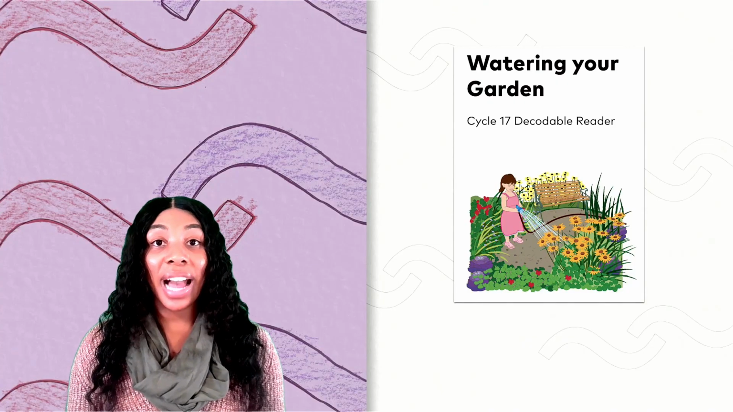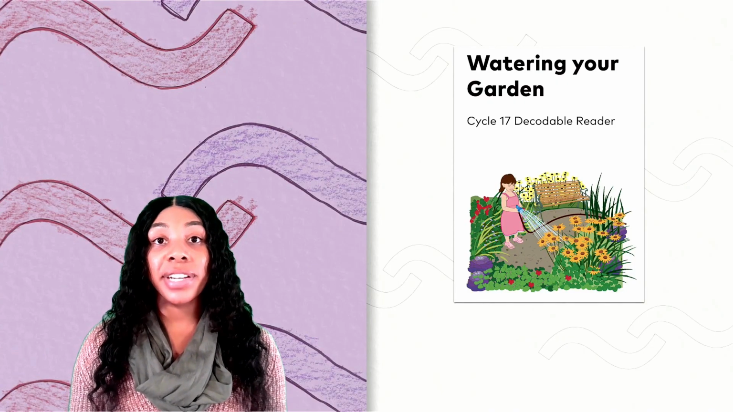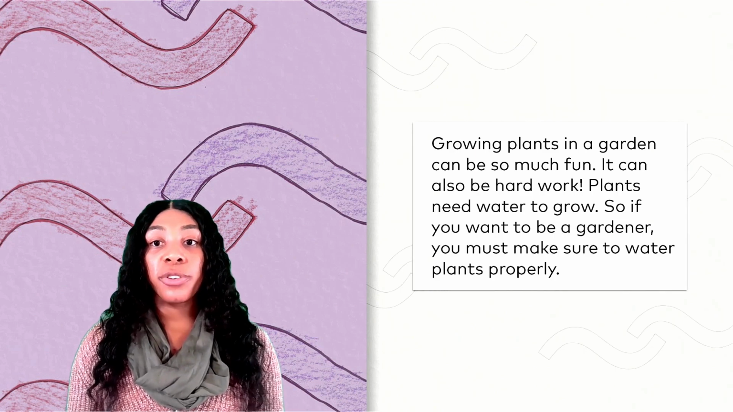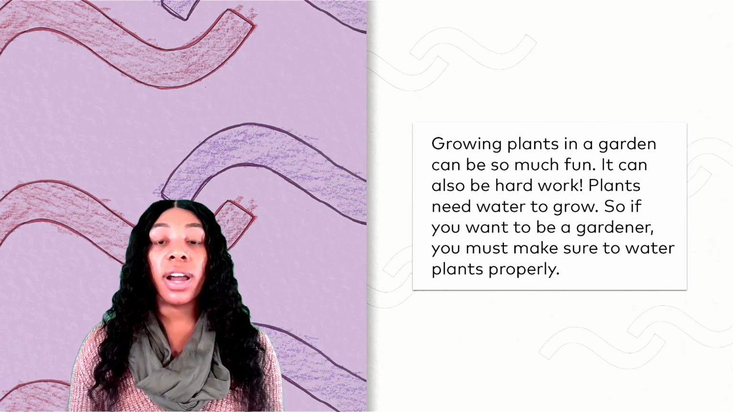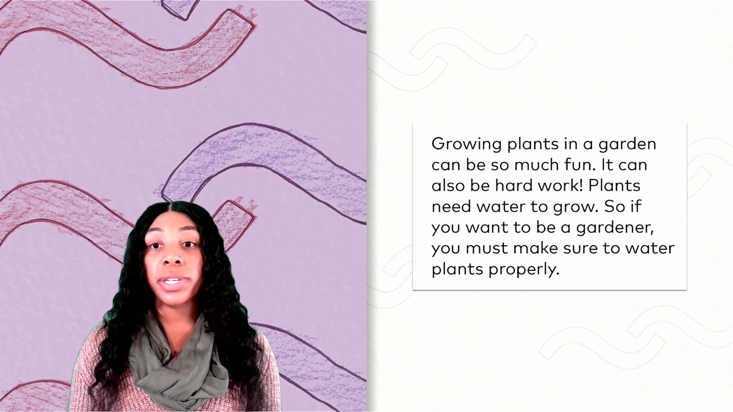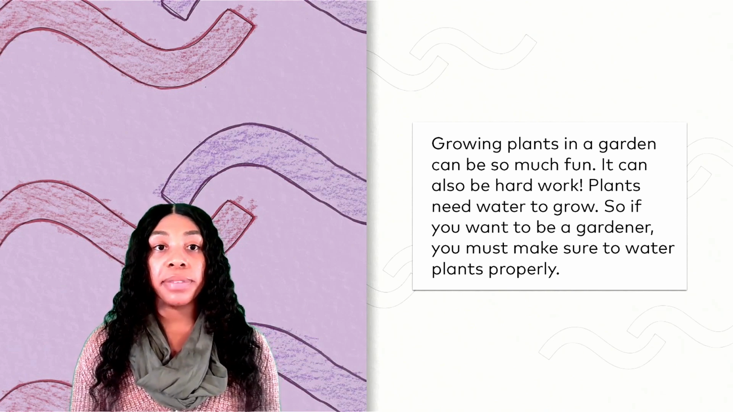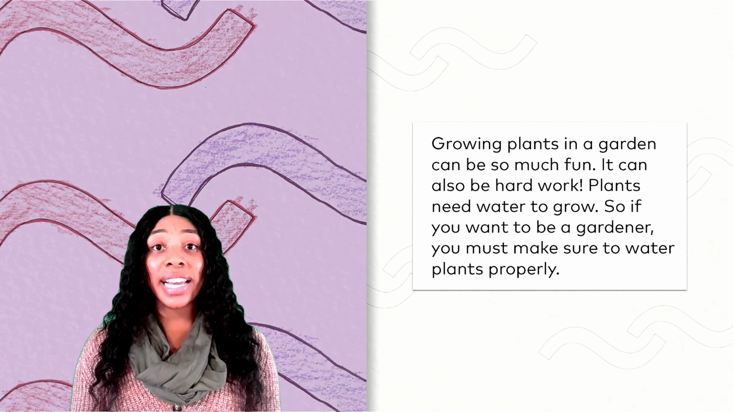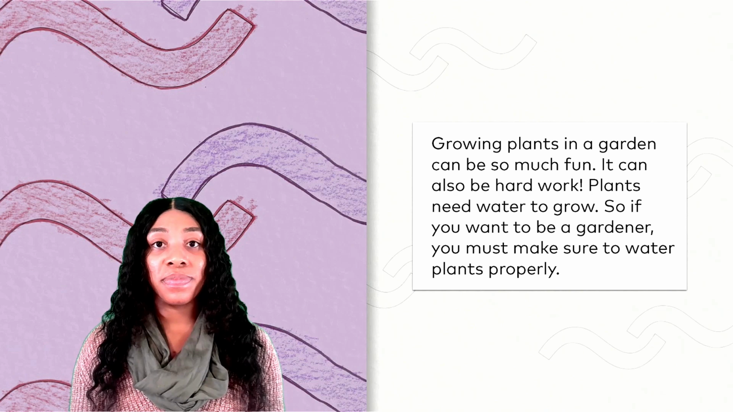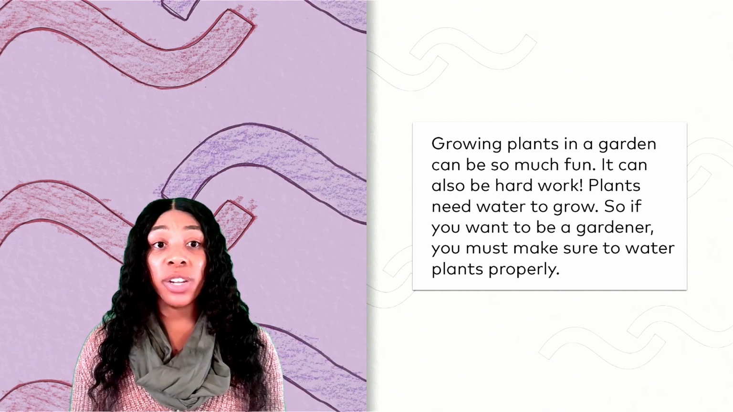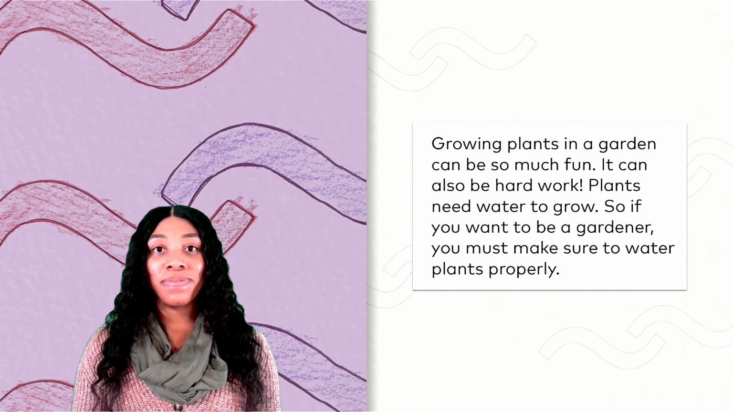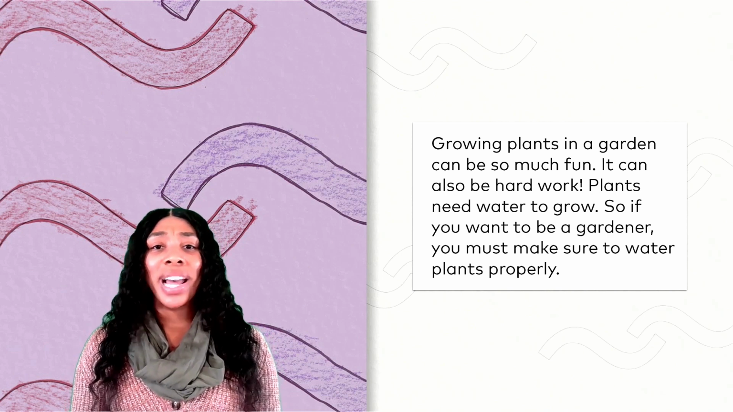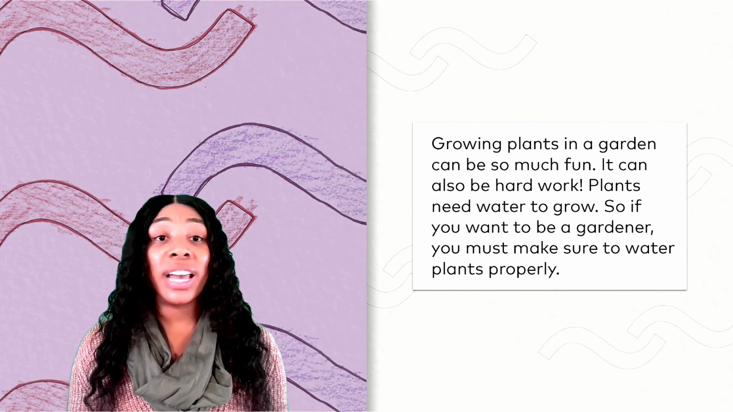Fluency. Now I am going to read a part from Watering Your Garden. Listen carefully to how I read it. Growing plants in a garden can be so much fun. It can also be hard work. Plants need water to grow, so if you want to be a gardener, you must make sure to water plants properly. Wait a minute. Did I sound like I was reading smoothly? With expression or with meaning? At just the right speed? No, that was not reading with fluency at all.